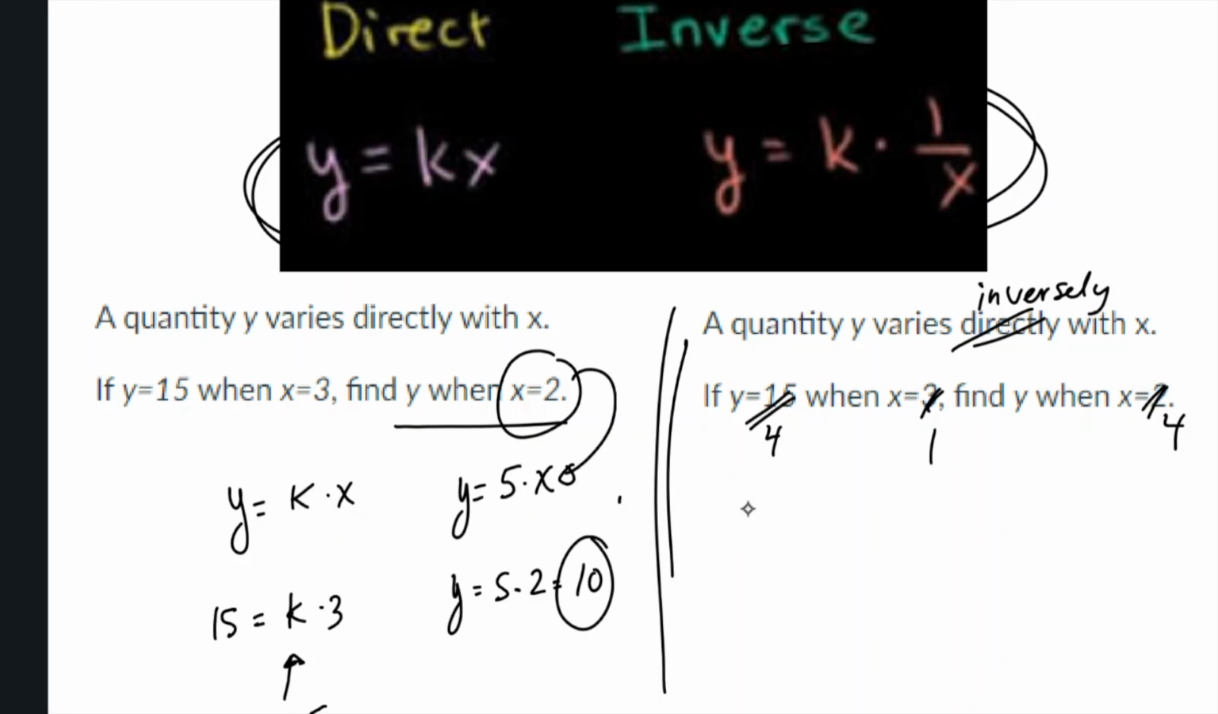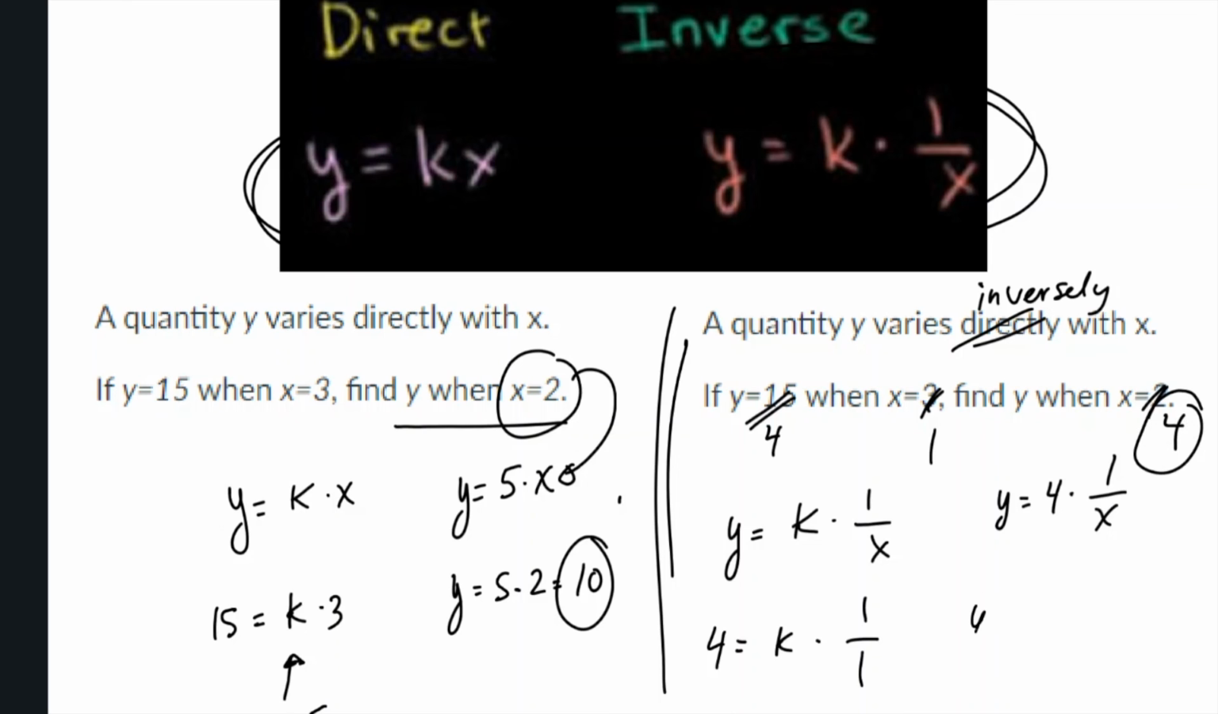So since our changed one says inversely, it's y is k times 1 over x, okay? Plug in the values. Y is 4, k is there, we're trying to find it. 1 over 1. Well, that tells me k is 4. So y equals 4 times 1 over x. Well, we want to know when x is 4, so that's y equals 4 times 1 over 4. So y here would be 1.